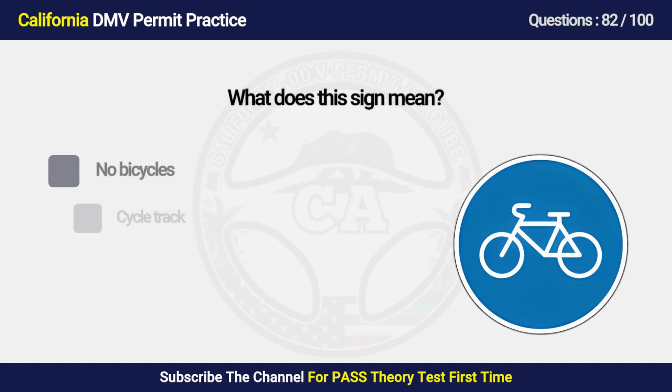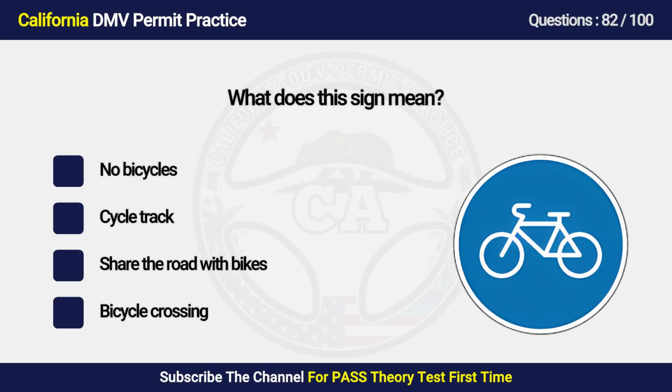Question 82. What does this sign mean? A. No bicycles. B. Cycle track. C. Share the road with bikes. D. Bicycle crossing.